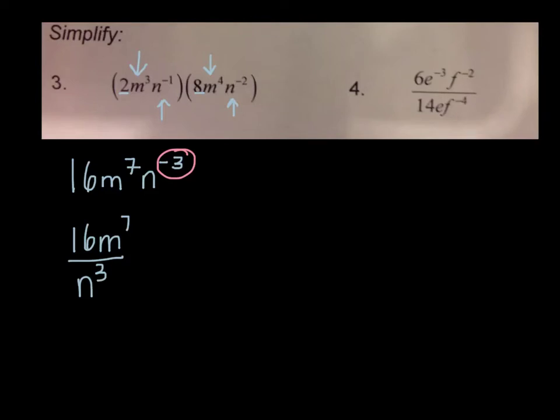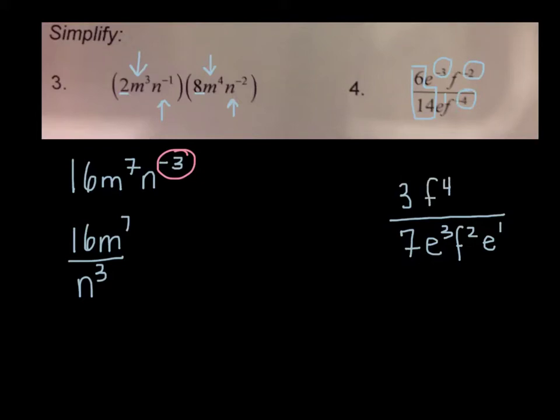Okay, over here, it's really easy to forget that numbers are numbers. So what I'm going to do first is I'm just going to simplify 6 over 14. 2 goes into both of those, giving me 3 over 7. Okay, and now when I have a fraction, I don't like these negative exponents, so I'm going to go ahead and move them. That e to the negative 3 in the numerator will go to the denominator. The f to the negative 2 in the numerator will go to the denominator. This e to the first is positive, so he will stay down here. And the f to the negative 4th is negative, so he will go to the numerator.